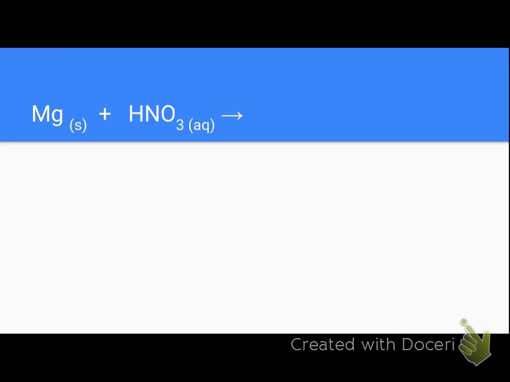Alright, taking a look at this one. How many reactants do I have? I have 2. Are there any things that can switch places? This is a plus, H is a plus, this is a minus. So my pluses can switch places. If I'm only having one thing switch places, then I have a single displacement reaction.